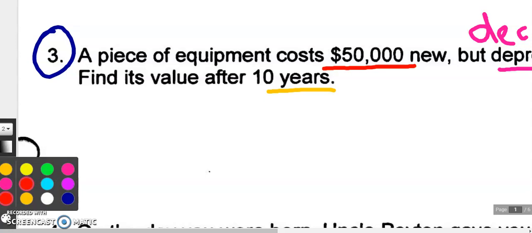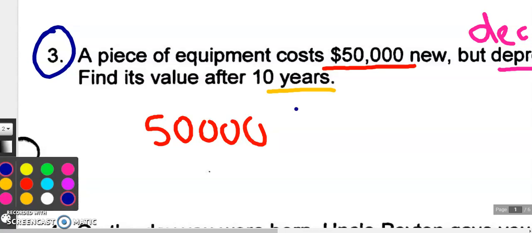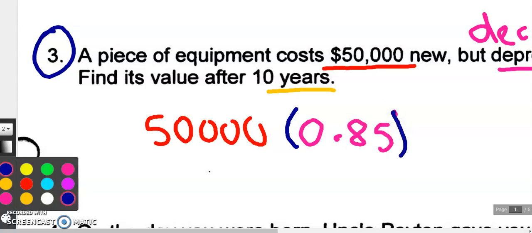So I'm going to plug in just like we had. So we're going to start with 50,000. Our growth factor is 0.85, and our time is 10 years.